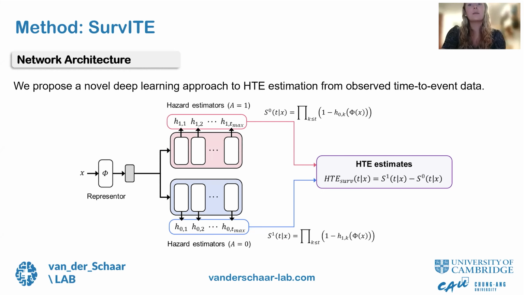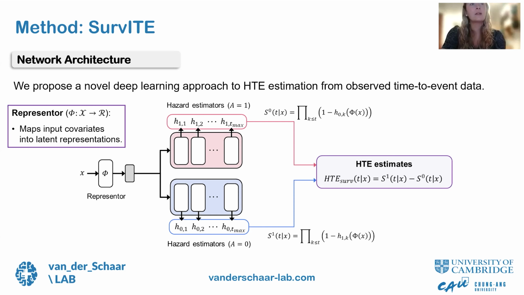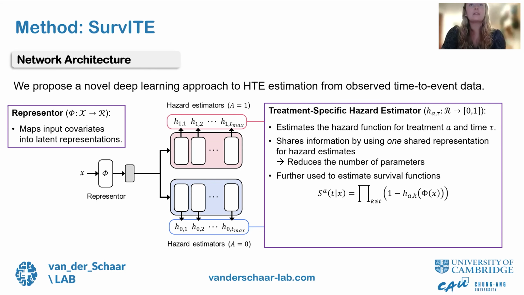So having done all of this, we then proposed a method for treatment-specific hazard estimation, which we call SurvHTE. And it has two quite standard components. We have a representer, which maps input covariates into latent representations. And then we have a treatment-specific hazard estimator, which takes in these latent representations, and then for each time step estimates the hazard function for each treatment arm. And the information is shared through this shared representation. And these hazard functions can then also be used to compute survival functions using the standard identity.